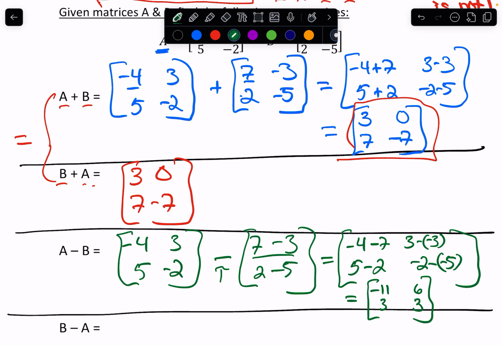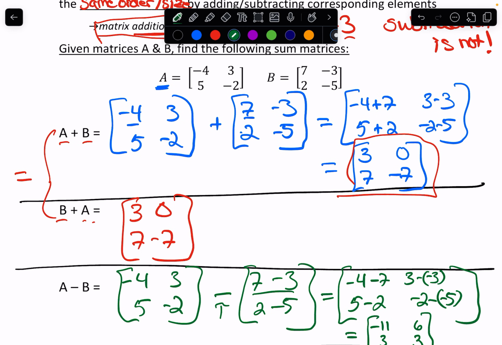Now, one of the things that we did not do that we should have done in the very beginning is check that these are the same order and same size. So they are: matrix A is 2 by 2 and matrix B is 2 by 2.